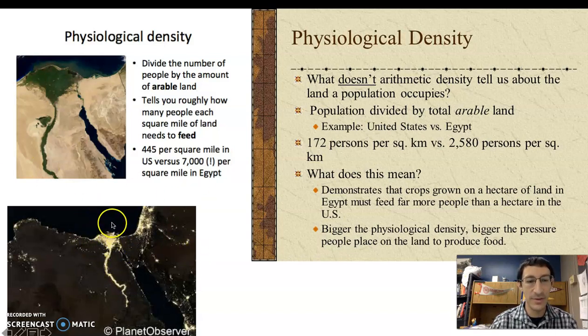Right here along the Mediterranean, then as it follows the Nile River, 98% of the population is found in this part of the country. And because that's really the only area that they can grow crops to feed the population, and feed animals as well, that means they have a high physiological density, because this is the amount of land that they have to rely on in order to feed themselves, which is still a big concern, but it used to be a much bigger concern before globalization.